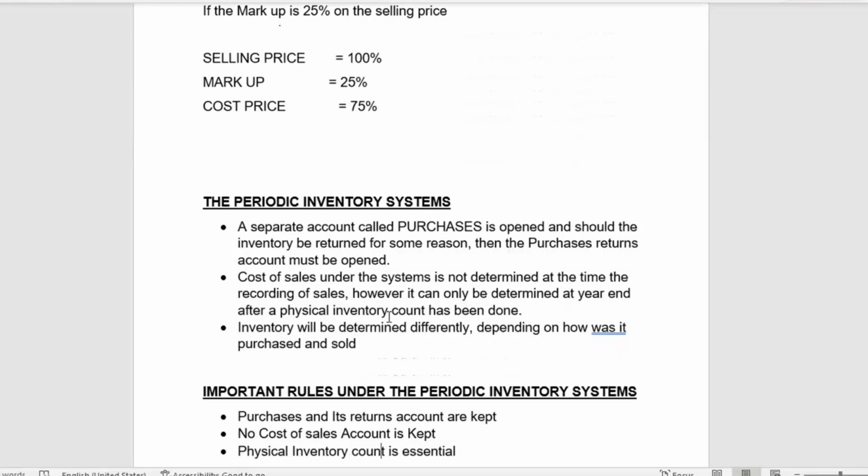Right, the second one will be the periodic inventory system. So we are actually going to open a separate account called the purchases account, and that should be the inventory. If the inventory is to be returned for some reason, then the purchases returns account must be opened. So this is what happens. I think this is what Jimmy is looking for.